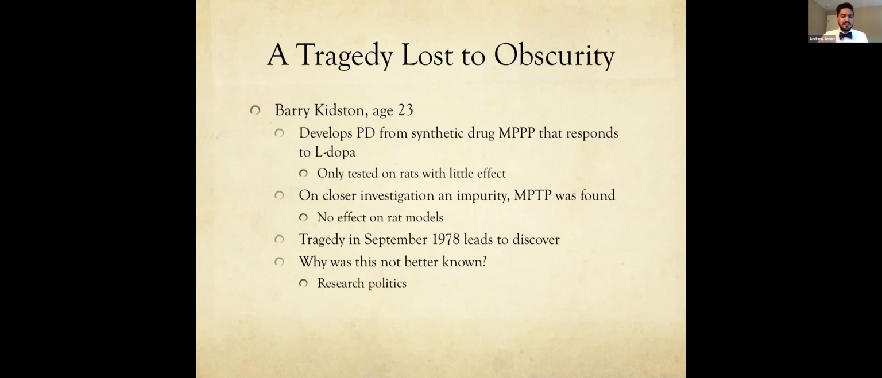Unfortunately, in September 1978, Barry took his own life. His body was sent for autopsy, and to researchers' amazement, his substantia nigra was extensively damaged, like in a Parkinsonian patient. The rest of his brain remained untouched. Researchers had discovered a synthetic substance known to induce a permanent Parkinsonian state and specifically target the substantia nigra. This begs the question, why was this not more well known?